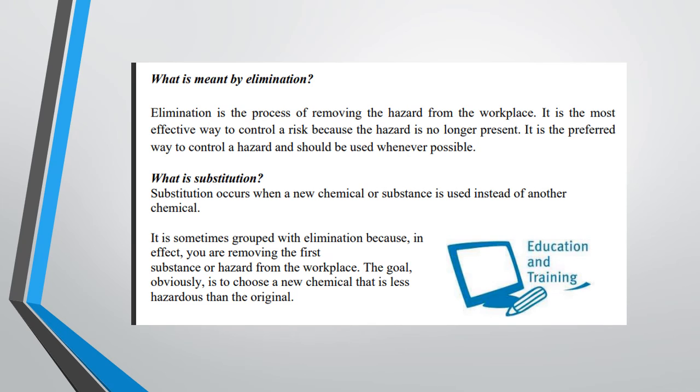What is meant by elimination? Elimination is the process of removing a hazard from the workplace. It is the most effective way to control risk because the hazard is no longer present. It is the preferred way to control a hazard and should be used whenever possible. What is substitution? Substitution occurs when a new chemical or substance is used instead of another chemical.